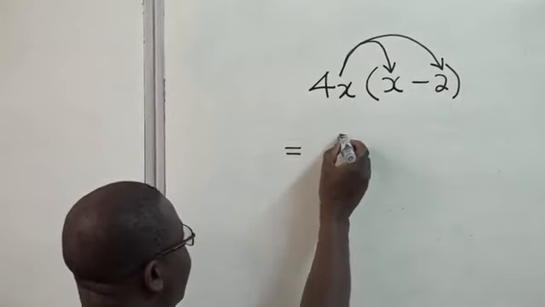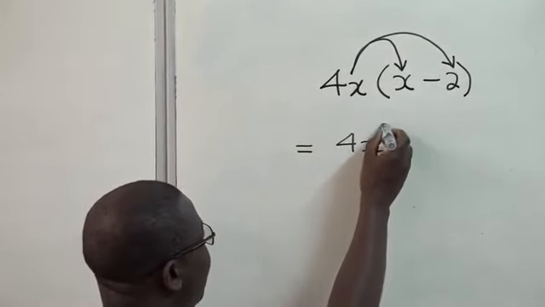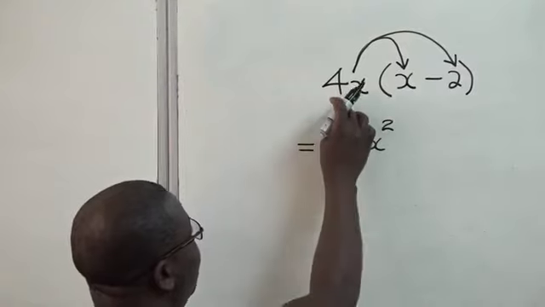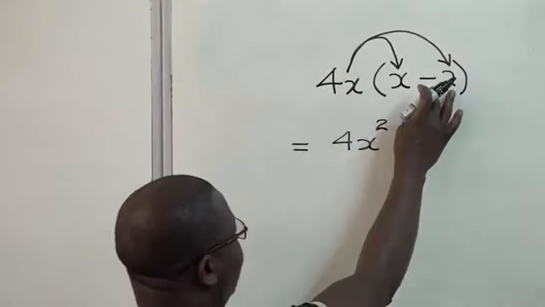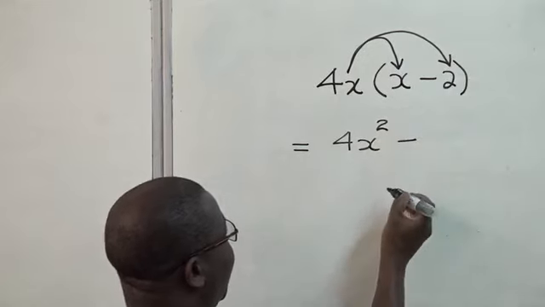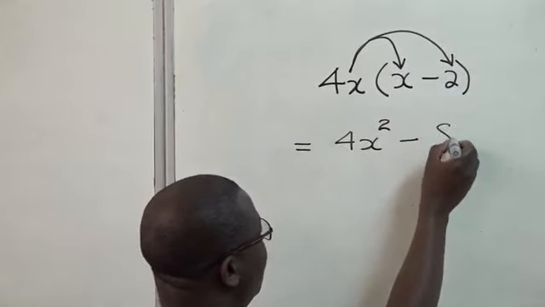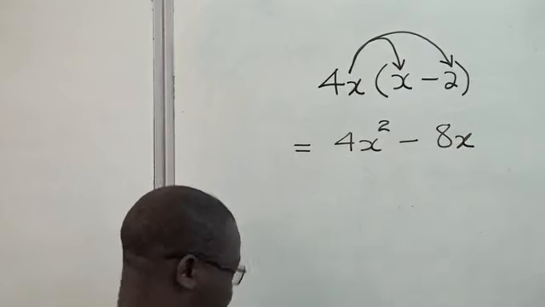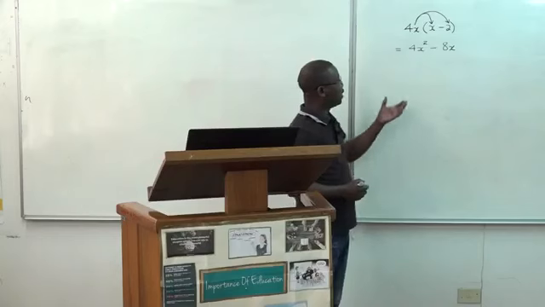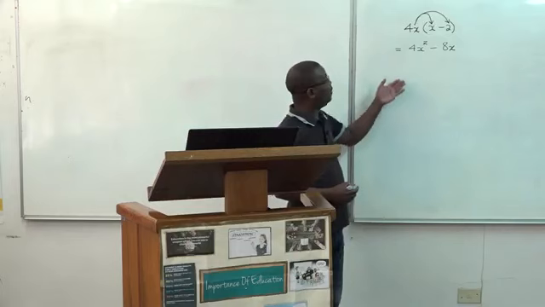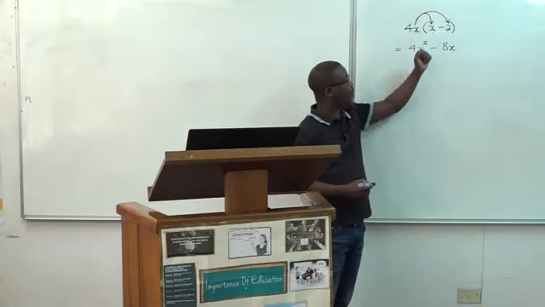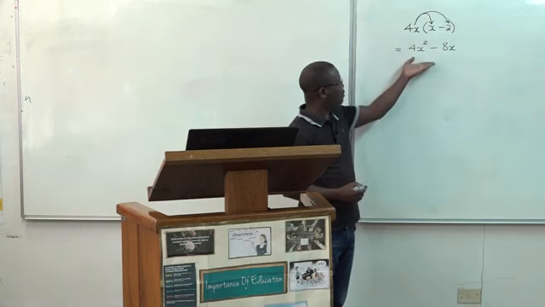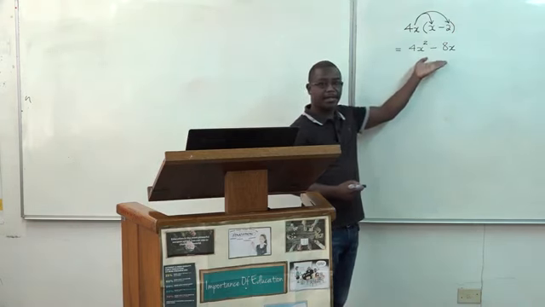4x multiplied by x gives us 4x squared. And 4x multiplied by minus 2, this is a positive, that is a negative, the result will be a negative. 4x times 2 gives us 8x. This is how we multiply a monomial with a binomial using the distributive law. Our answer becomes 4x squared minus 8x.